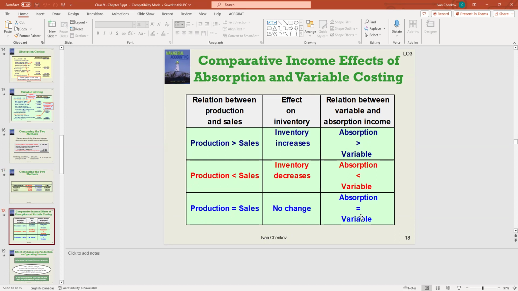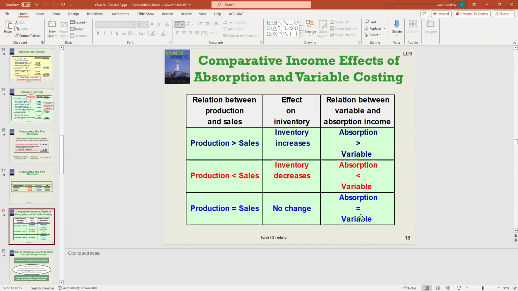What does that mean? It means if you're running a cash business, let's say you're making hot dogs, and you make a hot dog when the customer comes and asks you for a hot dog, and your production is exactly equal to your sales because you're producing to order, then there will be no change in the inventory because you're not going to produce hot dogs and keep them in your fridge. For that reason, regardless of which system you run, absorption or variable costing, you're always going to have the same result.